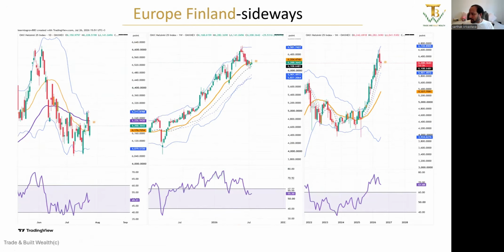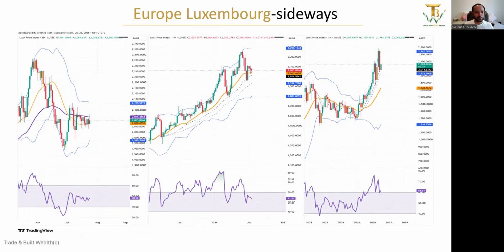Finland's monthly chart is bullish, but there is a divergence there. Weekly is sideways, daily is also sideways. I would not think much about it. Luxembourg is similar to Finland. The monthly undertone is bullish, the monthly chart is above 60, but daily and weekly are completely sideways. So there is nothing much happening over here.